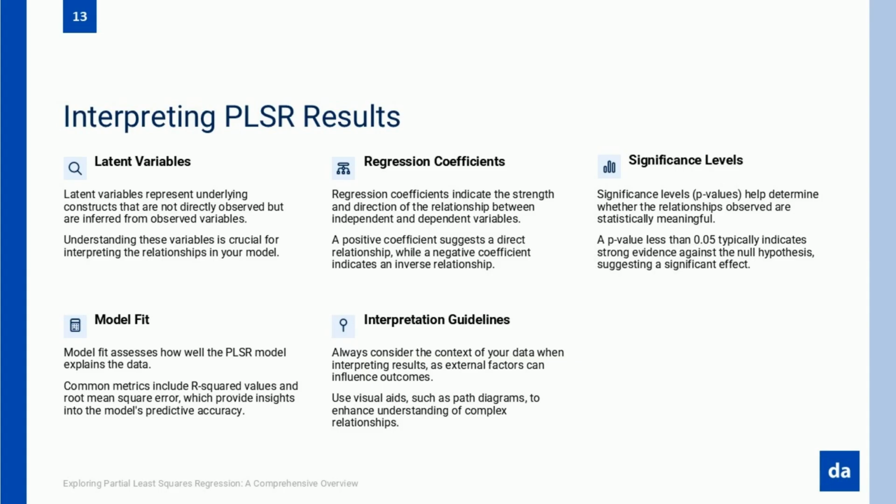Then we have model fit metrics, things like R-squared and root mean square error (RMSE). R-squared tells you how much of the variation in your response variable is explained by the model, higher is better, while RMSE measures how far off your predictions are on average, lower is better.